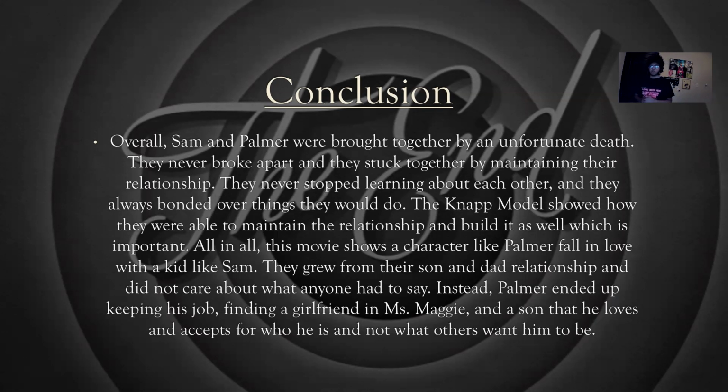All in all, this movie shows a character like Palmer fall in love with a kid like Sam. They grew from their son and dad relationship and did not care about what anybody had to say. And instead, Palmer ended up keeping his job, finding a girlfriend in Miss Maggie, and a son that he loves, who is Sam, and accepts him for who he is and not what others want him to be.